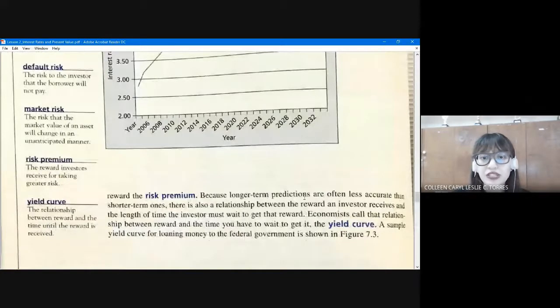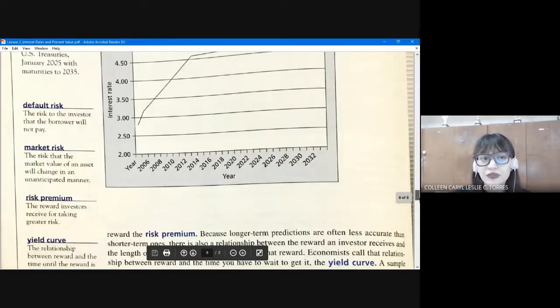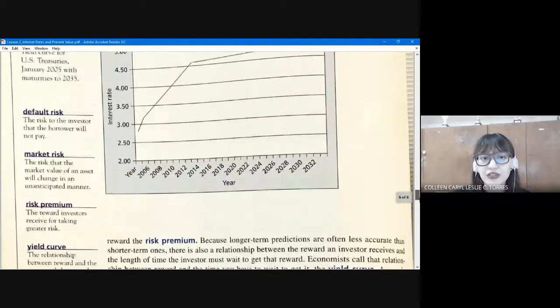Because longer term projections are often less accurate than shorter term ones, there is also a relationship between the reward an investor receives and the length of time the investor must wait to get that reward. Economists call that relationship between reward and the time you have to wait to get it the yield curve. So, relating to risks, rewards, and the yield curve.